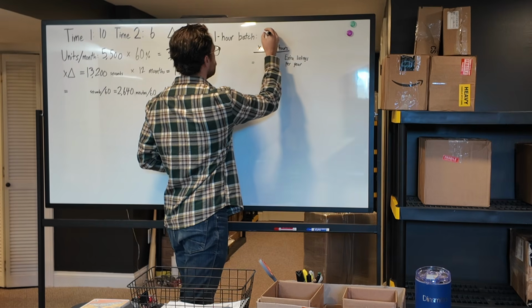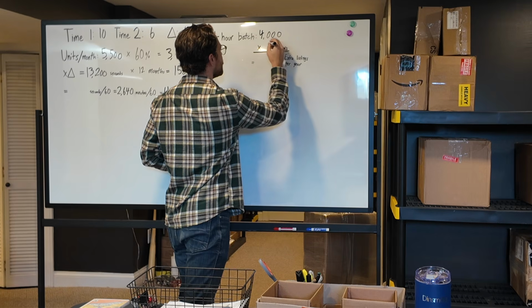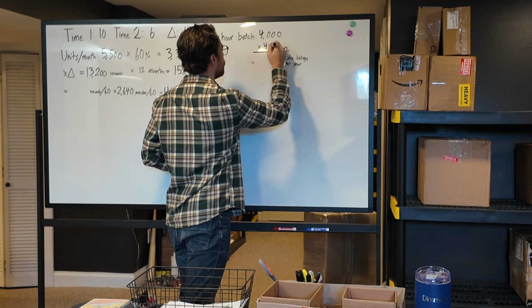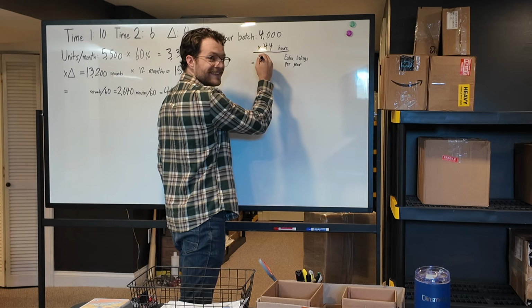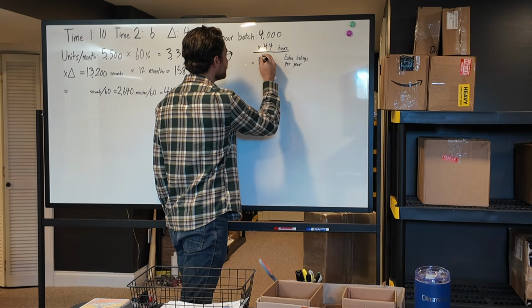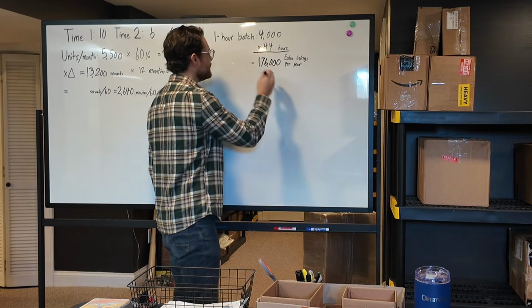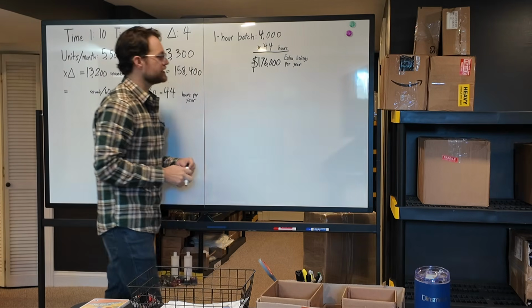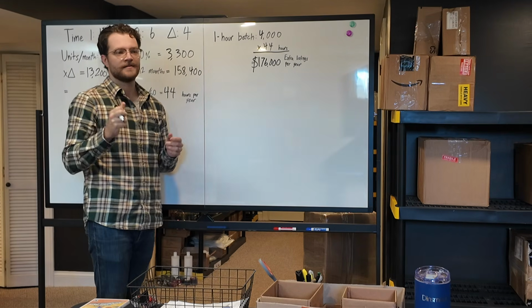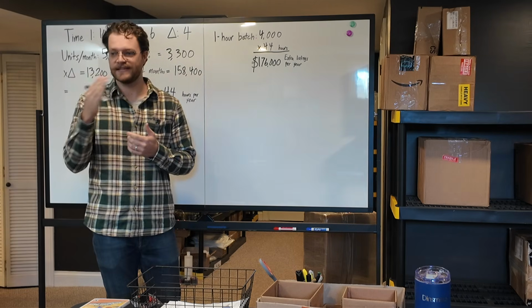Maybe do 4K. Okay, so 4,000 times 44 hours is 176. 176,000 extra dollars of listings per year by saving 4 seconds per game inspection.